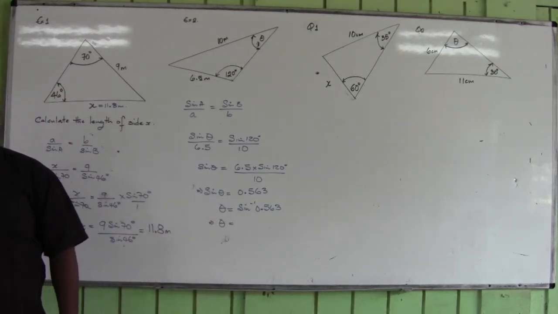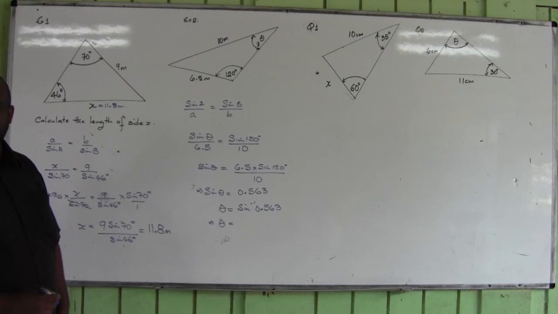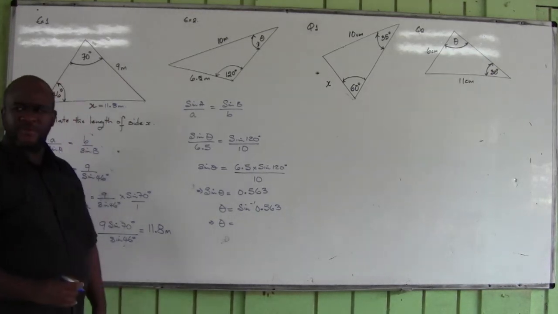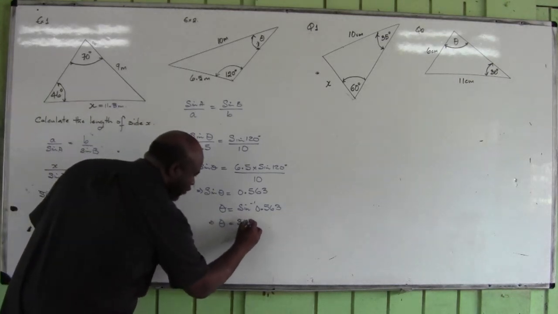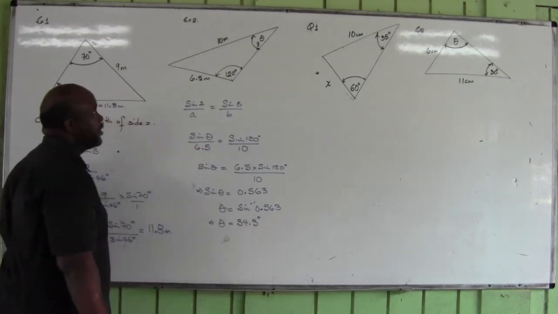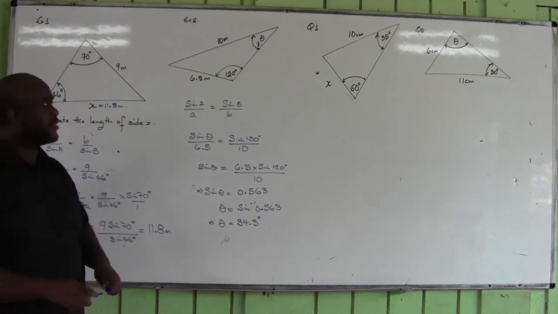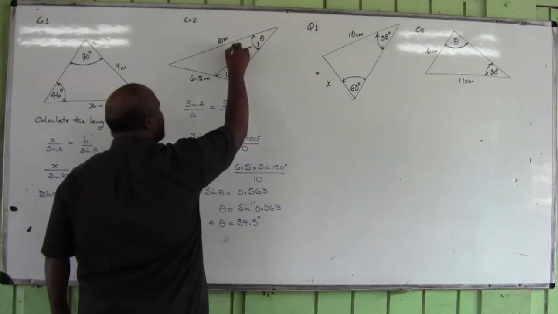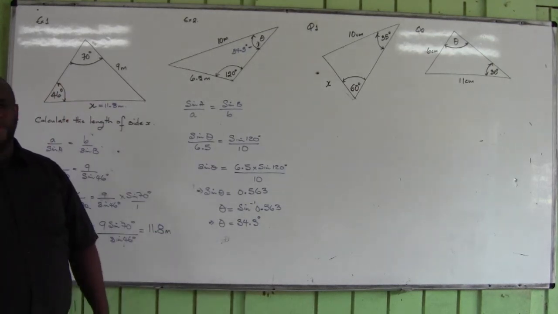Y'all remember how to do it? You're supposed to press shift, then sine, then 0.563, then press equal. What do you get? 34.26, so it's 34.3. That's the one. Ladies and gentlemen, the angle is 34.3 degrees. Alright, so I just did 2. I want you to do the next 2 very quickly.